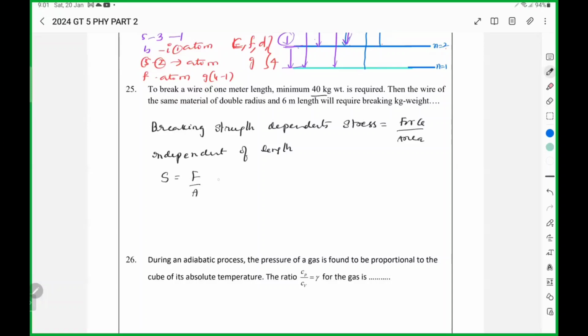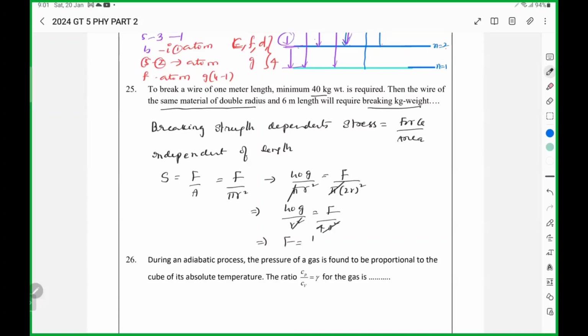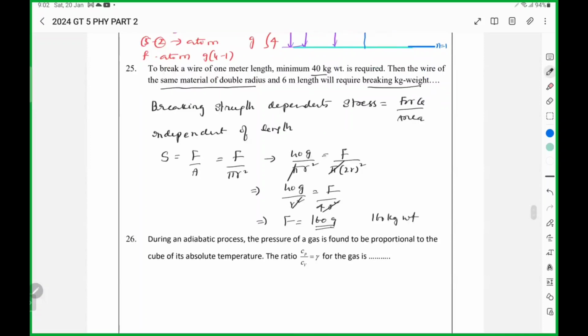Here F by pi r square. In one case it is 40 kg weight. In another case, what is the breaking kg weight, we don't know. When radius is doubled, so pi gets cancelled. From here F is 160 g, that is 160 kg weight.